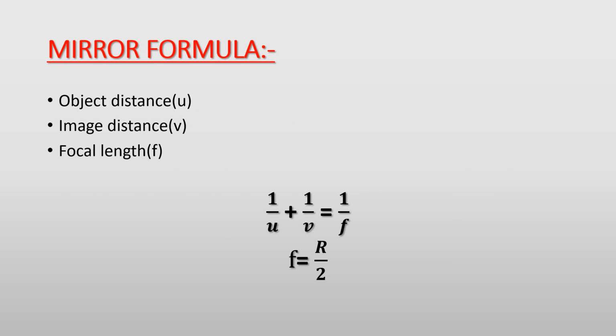Lastly, there is a formula known as the mirror formula. By using this formula, we can easily find the image distance or object distance or focal length of any type of mirror. The mirror formula is a relation between object distance u, image distance v, and focal length f of a spherical mirror. It can be written as 1 upon object distance plus 1 upon image distance is equal to 1 upon focal length. Now, if R is the radius of curvature of a spherical mirror, then focal length is radius of curvature upon 2.